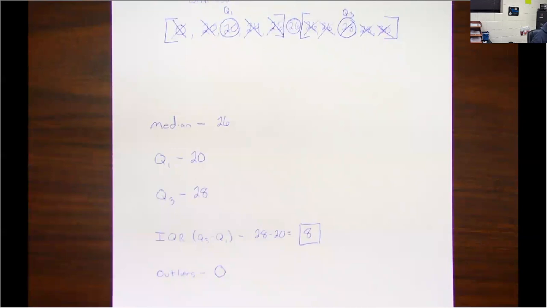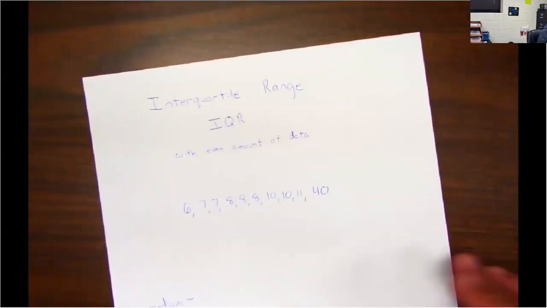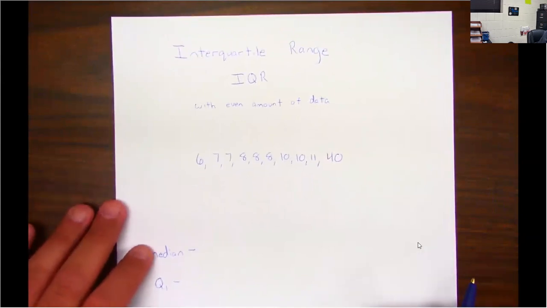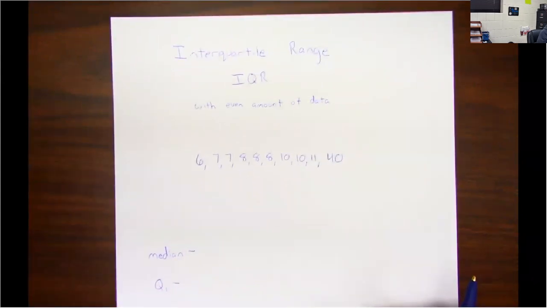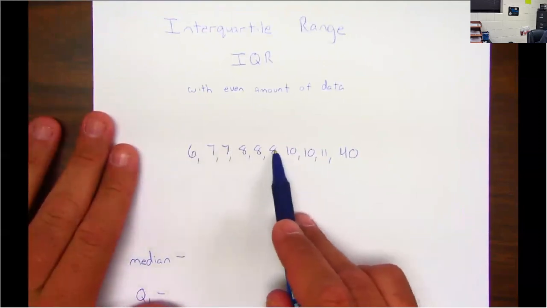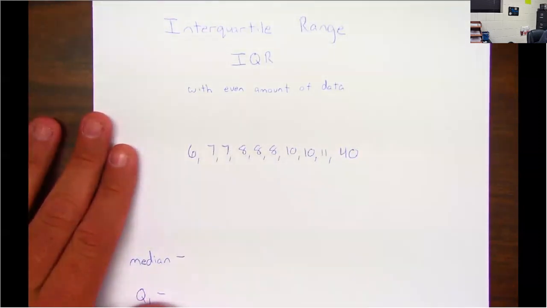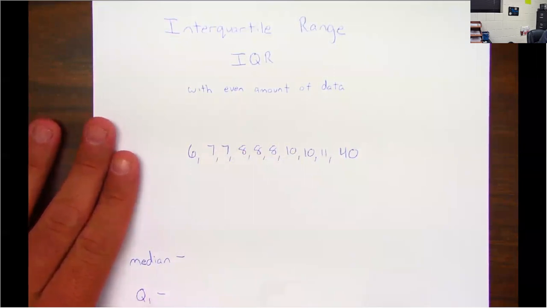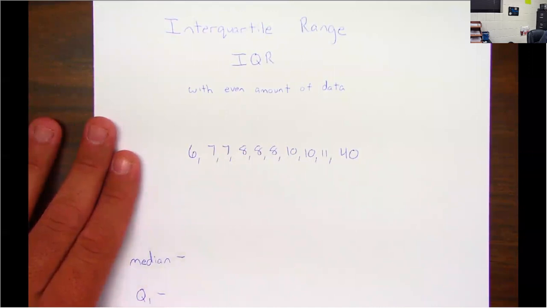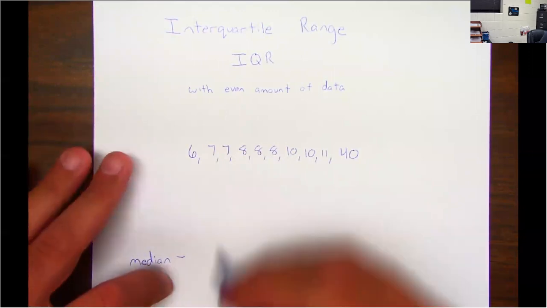That's it. Now, I know it's going to take a little bit of practice to get used to it, but it's all right. Let's do one more example. This is going to be an interquartile range with an even amount of data. So if we notice there is 1, 2, 3, 4, 5, 6, 7, 8, 9, 10 numbers here. First step, put them in order from least to greatest. Done. Now we need to find the median.